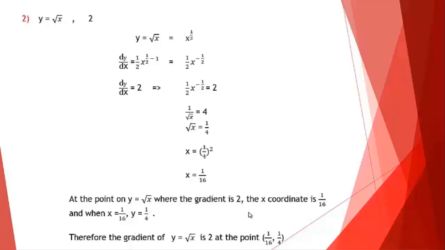So at the point on y equals root of x, where the gradient is 2, then the x coordinate is 1 over 16. And when x equals 1 over 16, y equals 1 over 4. Therefore, the gradient of y equals root of x is 2 at the point 1 over 16, 1 over 4.